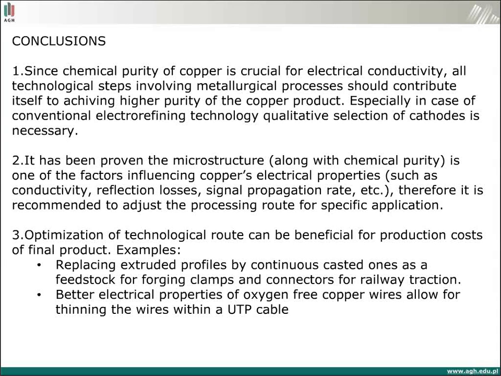Therefore, it is recommended to adjust the processing route for a specific application. Optimization of the technological route can be beneficial for production costs of the final product. Examples: replacing extruded profiles by continuous casted ones as a feedstock for forging clamps and connectors for railway traction, and the better electrical properties of oxygen-free copper wires allow for thinning the wires within a UTP-type cable.